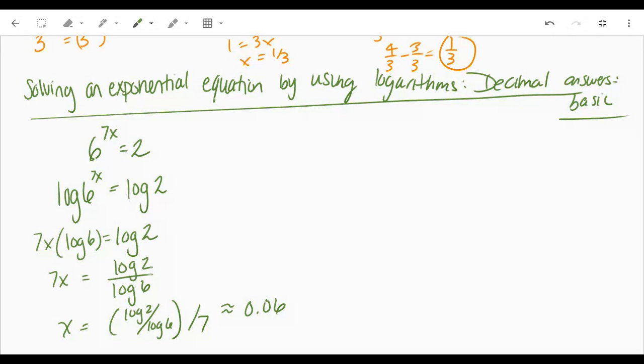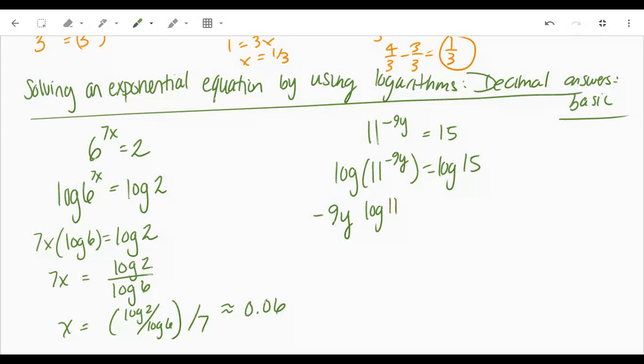We can do one more of those just in case you need one. The next one is 11 to the negative 9y equals 15. So log both sides. The negative 9y then can come out front. Then we can divide by log 11, and we can divide by negative 9. You can also do it all in one step.